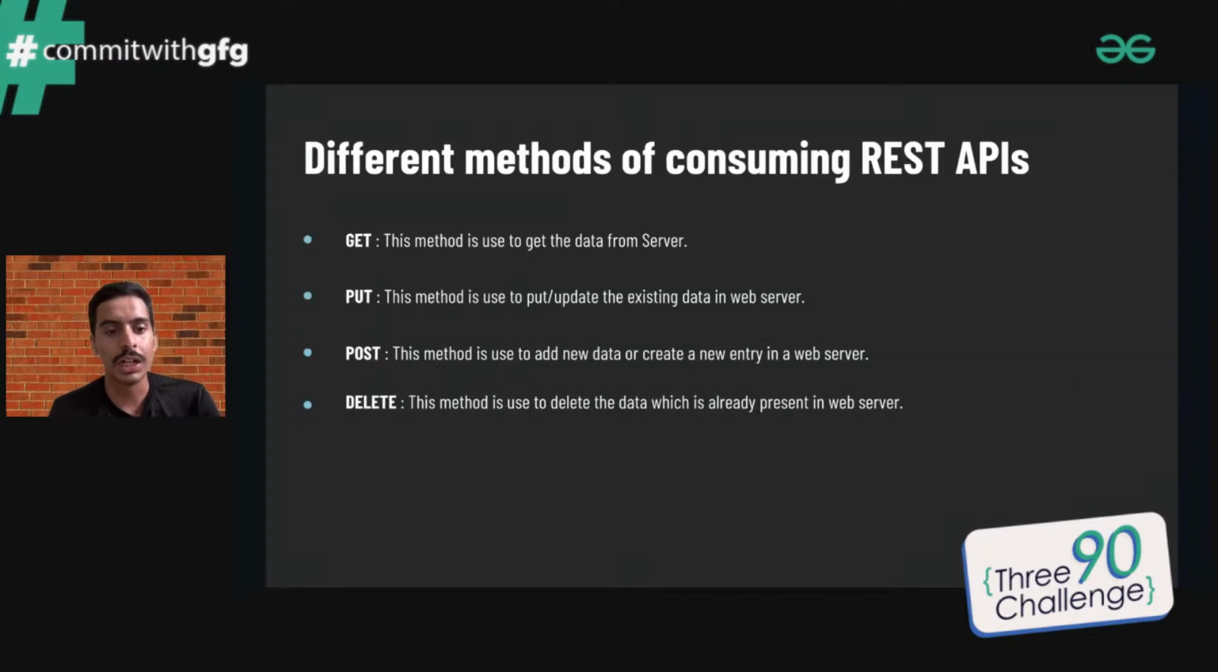So for making the network calls using the REST APIs, different types of methods are present. The first one is the GET method. The name itself tells us that this method is basically used to get the data from the web server or a database. So basically, when we are making any API call or network call, we will have to call this GET method, which will get the data from our server.